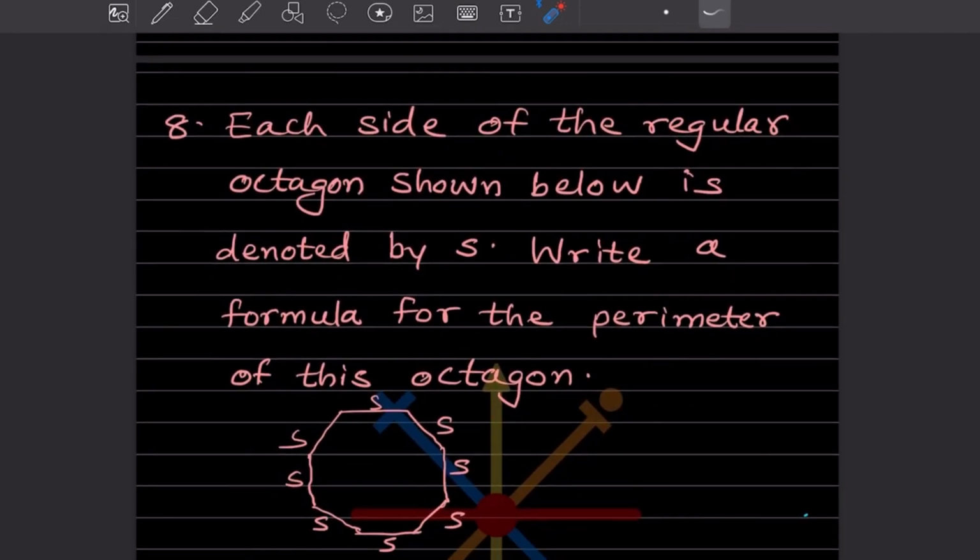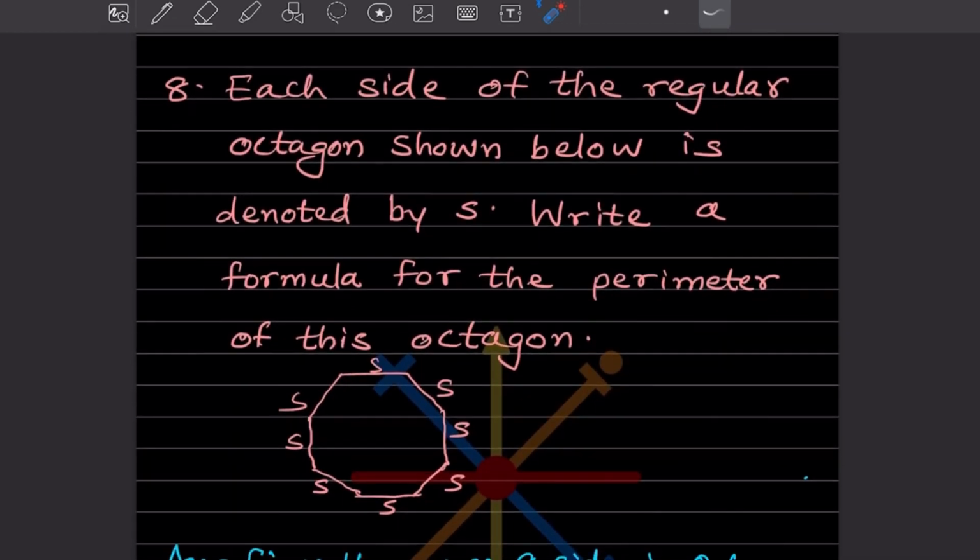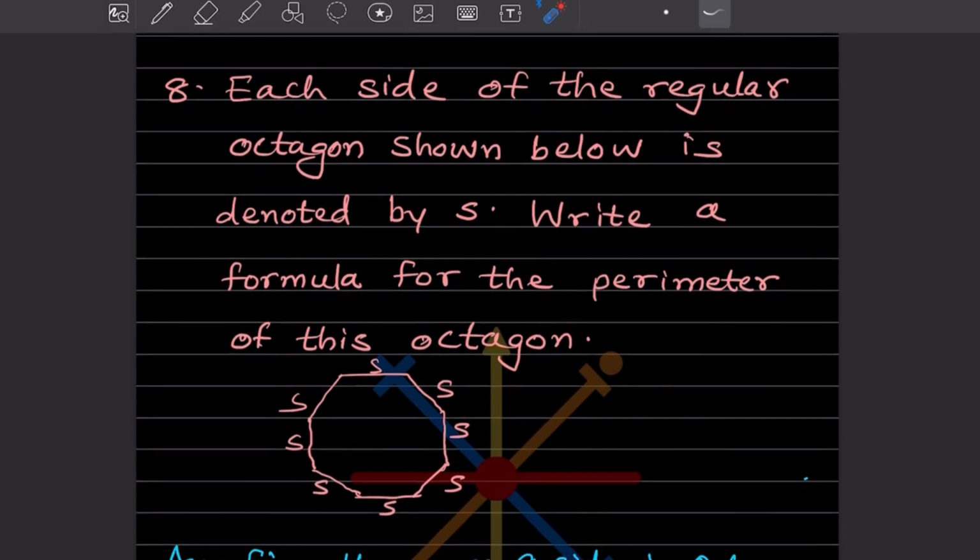Now look at this problem, which will be the last problem. It says each side of the regular octagon shown below is denoted by S, and write a formula for the perimeter of this octagon. Octagon means you know the number of sides. Octa means 8. Penta means 5. Hexa means 6. Hepta means 7. And octa means 8. So that you have to remember. Octagon means 8 sides.